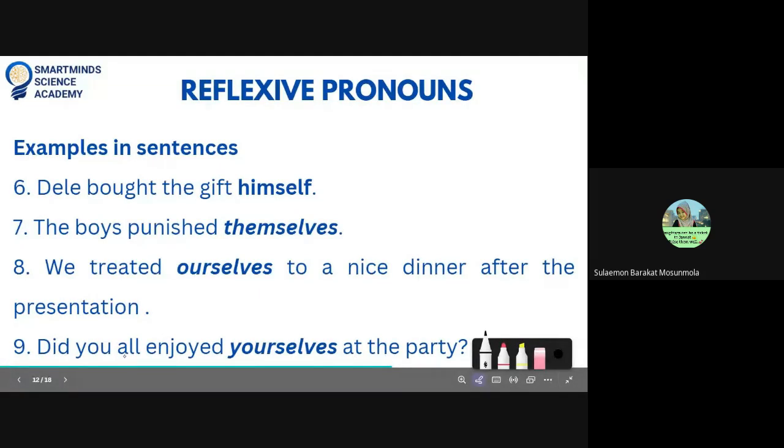When you use did in forming a question in your sentence, you should use the base form of the verb, not the past form. For example, did you all enjoy yourselves at the party?